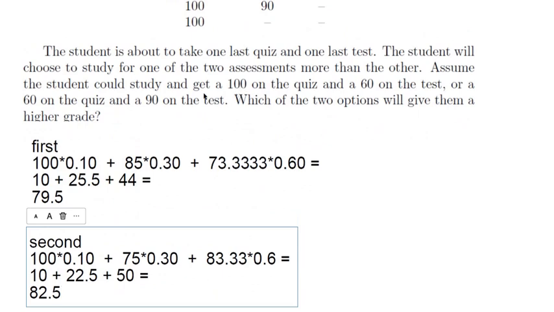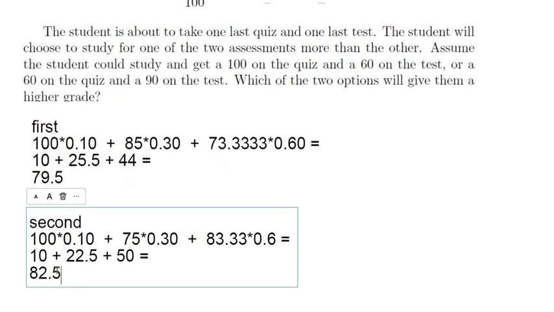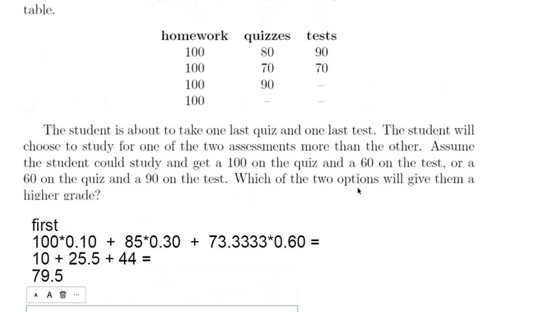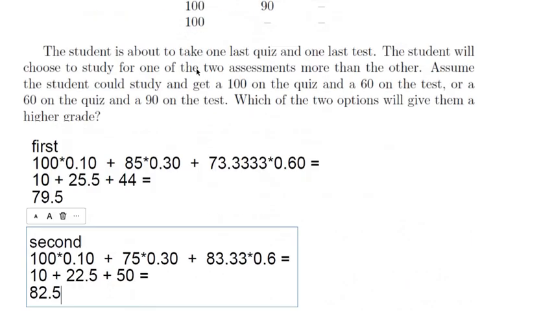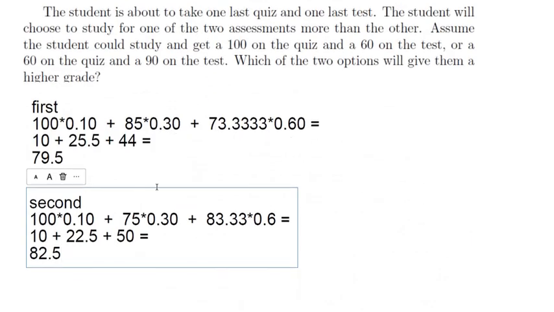So look, if they study hard for the quiz, they get 100 on the quiz. If they study hard for the test, they get a 90 on the test. And then we get 60s on the other assessment that you didn't study for. Studying more for the test had a 3-point bigger positive impact on their grade. The tests are weighted higher. The tests are weighted at 60% of the grade. So you should try much harder on the tests than you do on the quizzes.